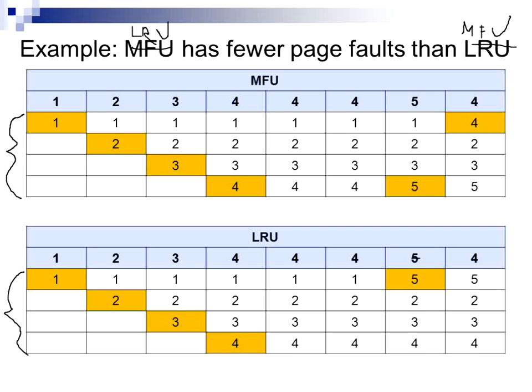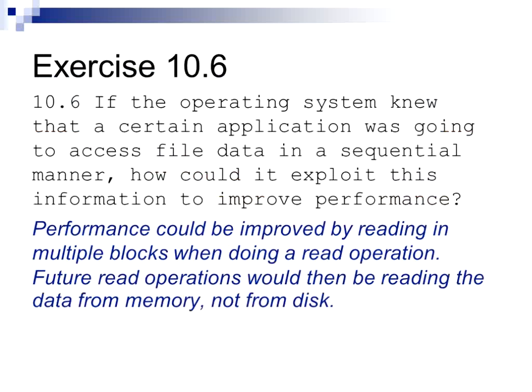Okay. So that was the answer for that exercise for week 6. Now week 7, you had a few exercises as well, and in week 7, the first question is asking if the operating system knew that a certain application was going to access the file in a sequential manner, how could it exploit this information to improve performance?